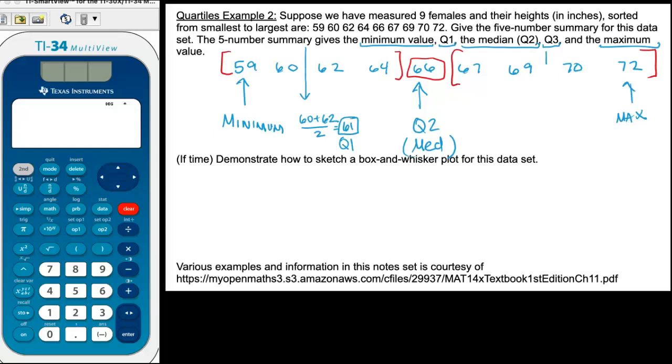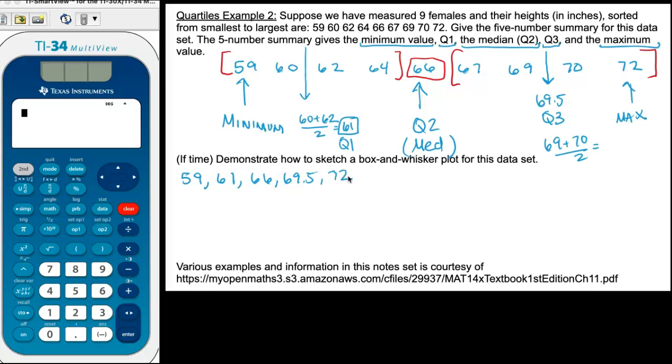And then I'm going to find the middle here, which is between 69 and 70, which is 69.5, and that's my Q3. If you weren't sure, you can just add 69 and 70 and divide by 2, and you'll get 69.5 that way. So our 5-number summary is 59, 61, 66, 69.5, and then 72.